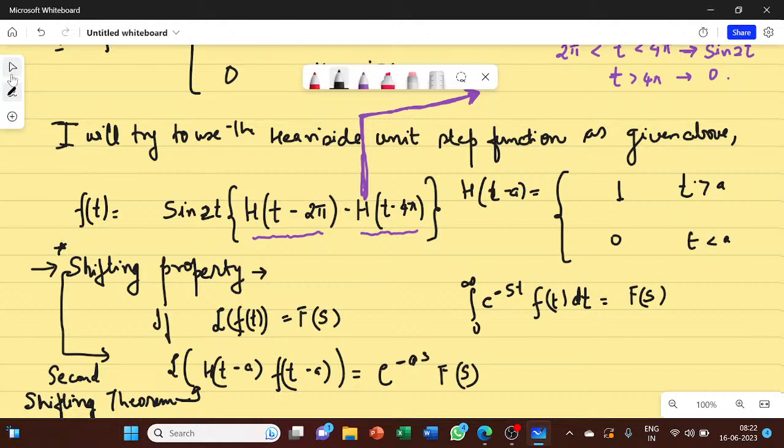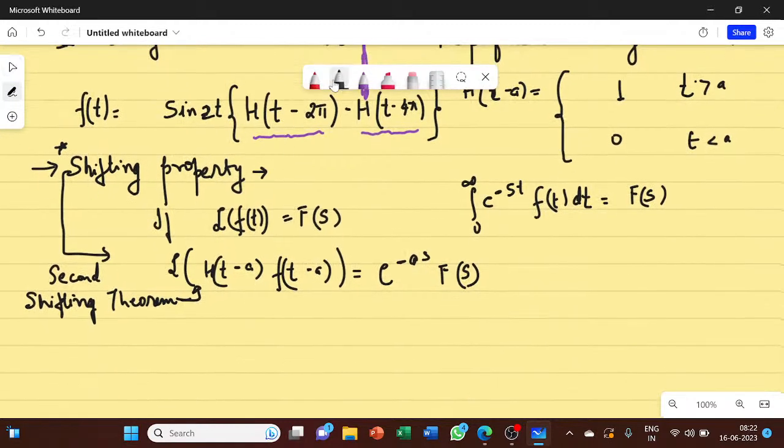Now you see what you have to find. You have to find the Laplace transform of f(t), where f(t) is what?